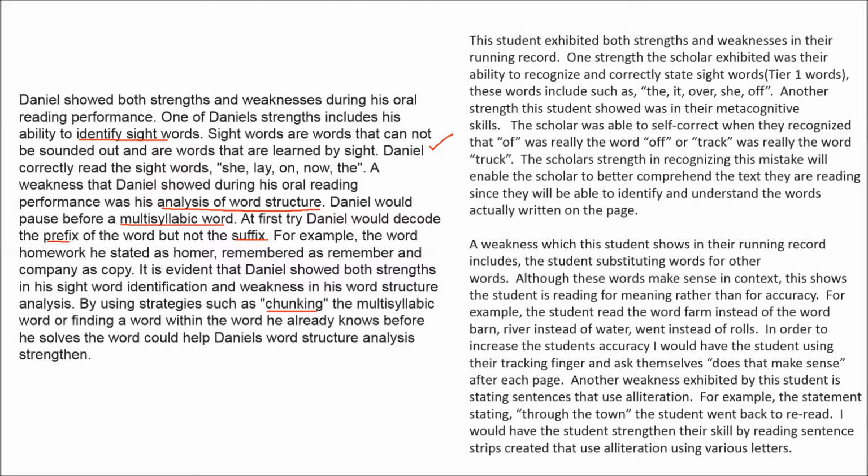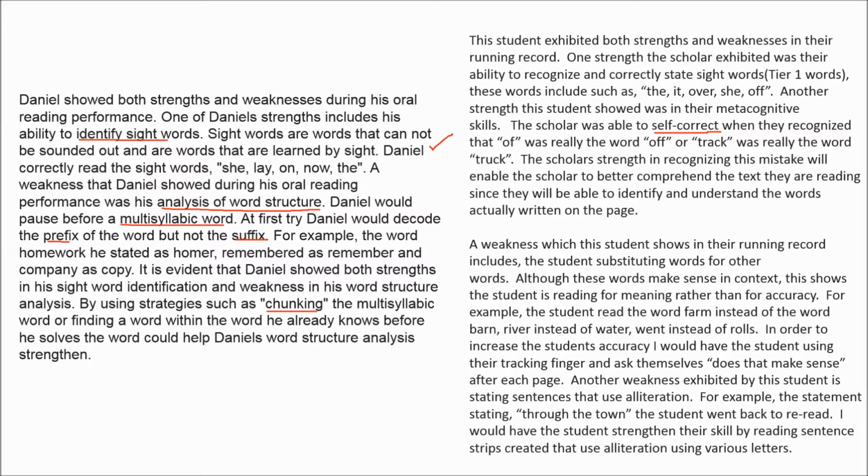Great. Another strength this student shows was the metacognitive skills. And we did mention that metacognitive skills were strength and weakness, right? And this one she identified as a strength due to the self-correcting that he was doing. That's actually really good when the child does that. Recognize the word of and off, track and truck. Great. Those are really good ones.